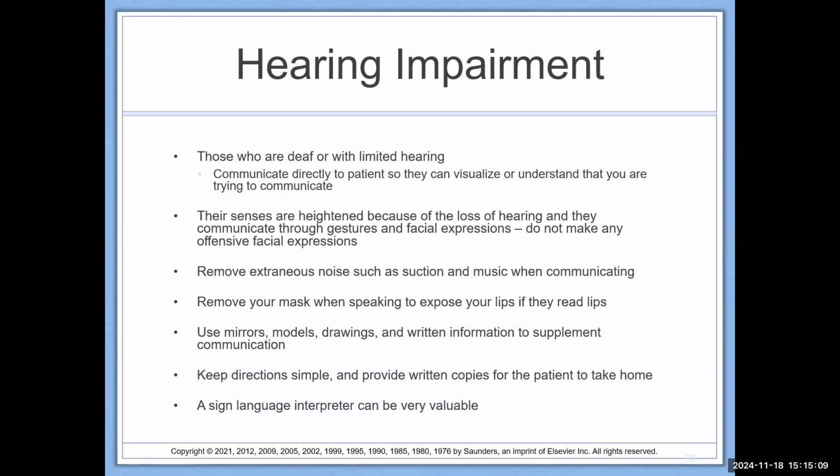You've got to keep the directions simple and perhaps even provide them written copies. And some of them may even have a sign language interpreter, and that could be quite valuable. And maybe even your clinic could provide that service.